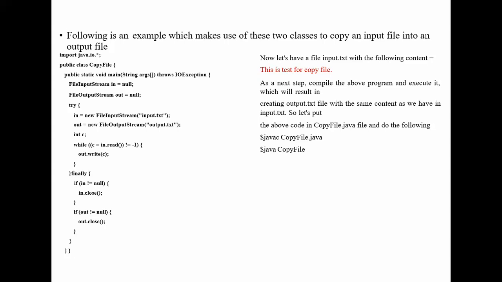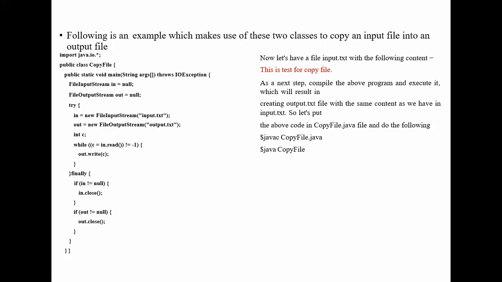Let us take an example of how we copy the contents from one file to another file. If you observe here, I mention the package name, write the name of the class, and after that I start the main method. The classes are FileInputStream and FileOutputStream. I am creating an object named in for FileInputStream and out for FileOutputStream.